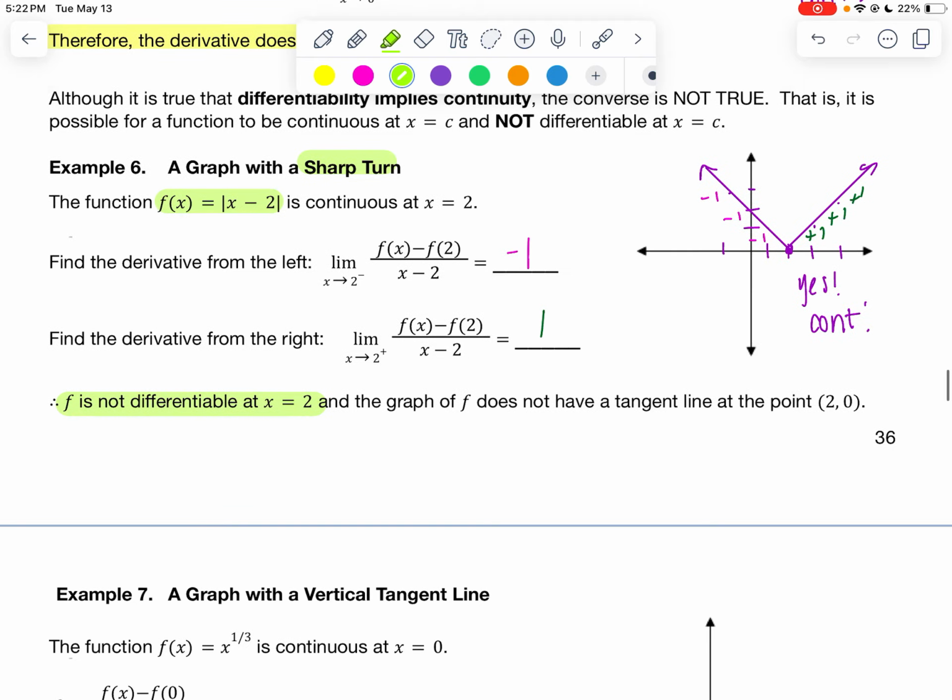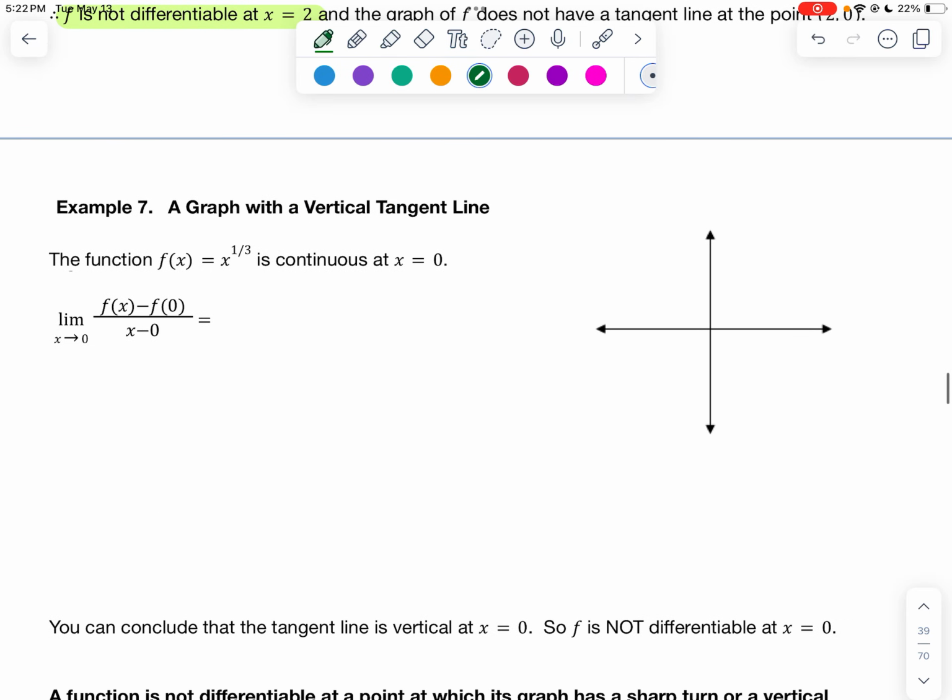All right, so let's look at example 7. So it says a graph with a vertical tangent line. So this is where I'm actually going to apply the limit statement. It says the function f of x is equal to the cubed root of x. So I can rewrite this like that. Is continuous at x is equal to 0.